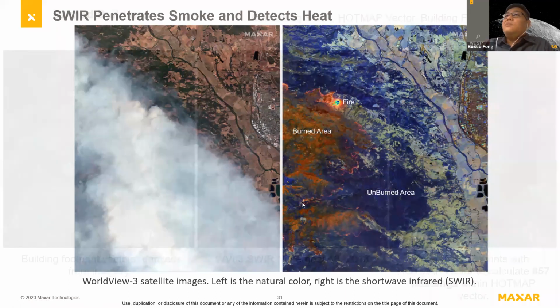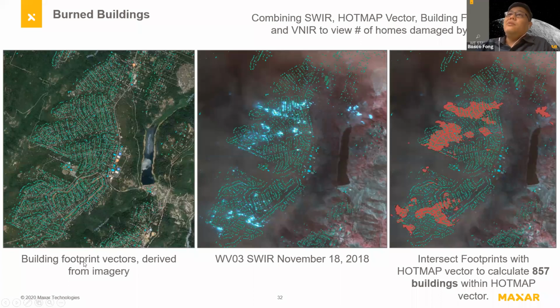Next, in this one we combine the building footprint with the natural color and the short-wave infrared. For example, the first one, we use natural color to extract all the building footprints, and second, we use the short-wave infrared to detect where the hotspots are, and we intersect them. Based on this information, we are able to roughly calculate and estimate the total number of buildings that are affected or within the hotspot.